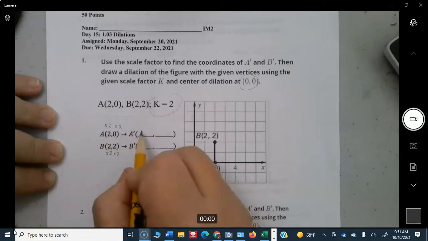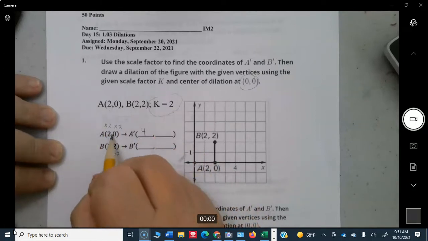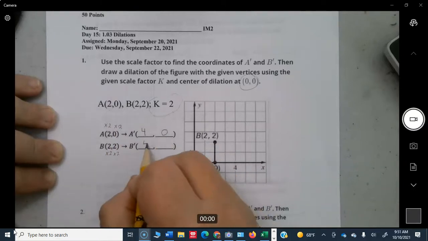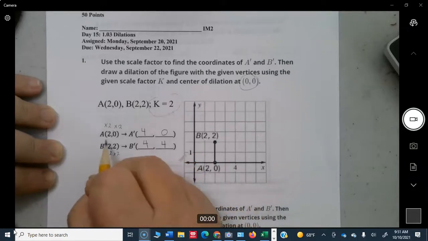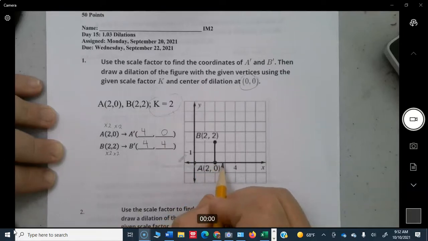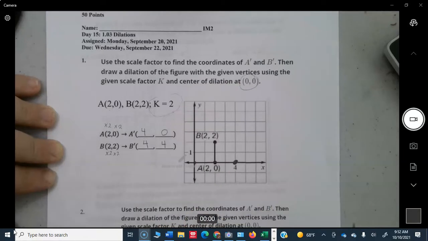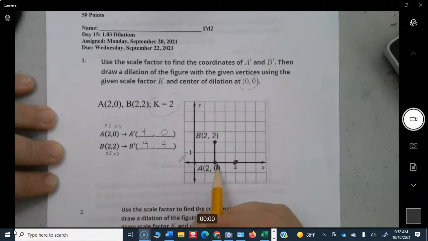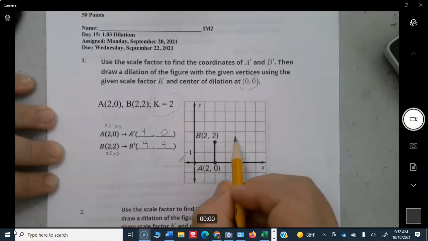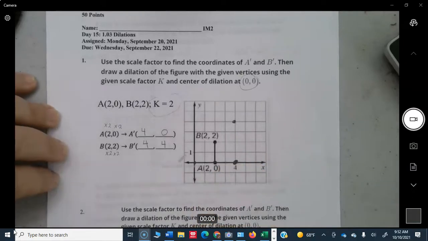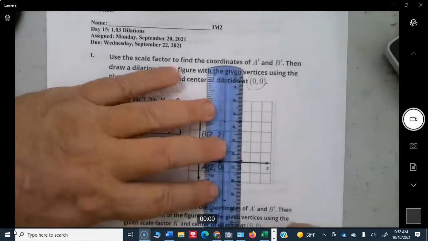So 2 times 2 is 4. 2 times 0 is 0. 2 times 2 is 4, and 2 times 2 is 4. So this first point, 2, 0, moves to 4, 0. So 1, 2, 3, 4. There's a point. I'll make my dots really big so you can see them clearly. And the second one is going to be 4, 4. So 1, 2, 3, 4, and up 1, 2, 3, 4. Right there. And you should have a straight edge to do this, or something, a piece of paper, a card.